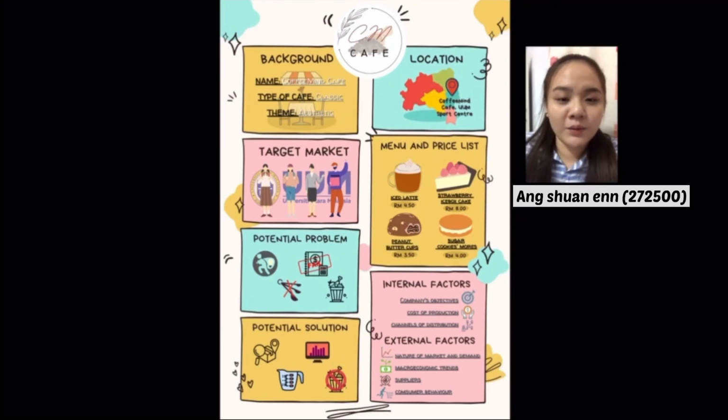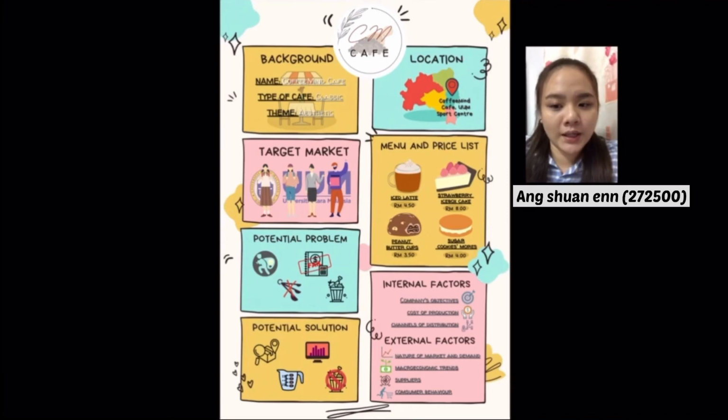The second one is macroeconomy trends. The marketer may also have to consider the economic conditions prevailing in the market while fixing the prices. At the time of recession, the consumer may have less money to spend. So the marketer may reduce the prices in order to influence the buying decisions of the consumers.